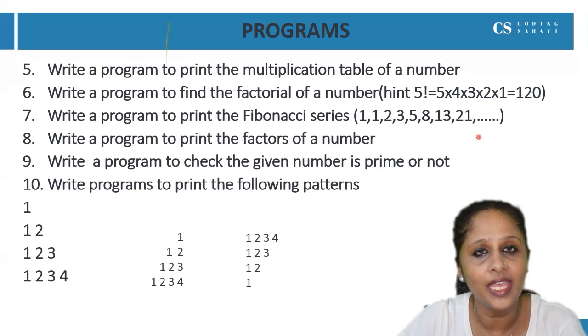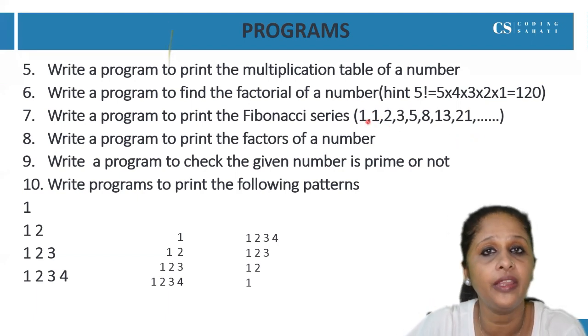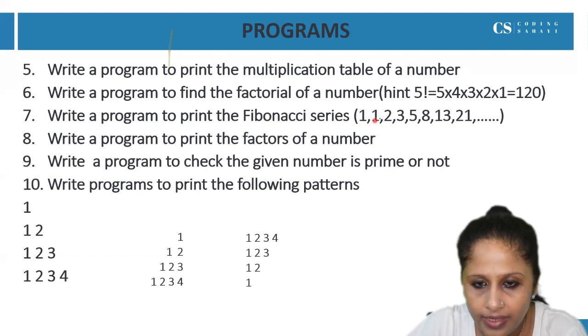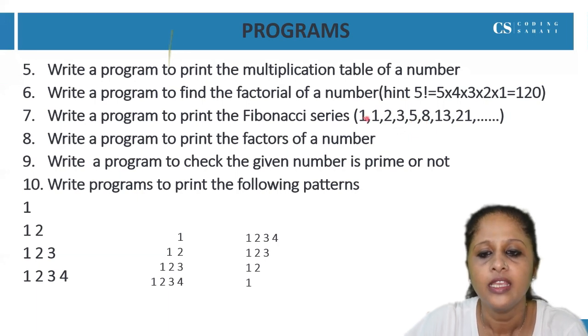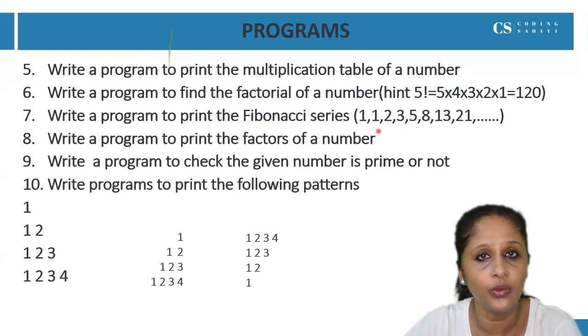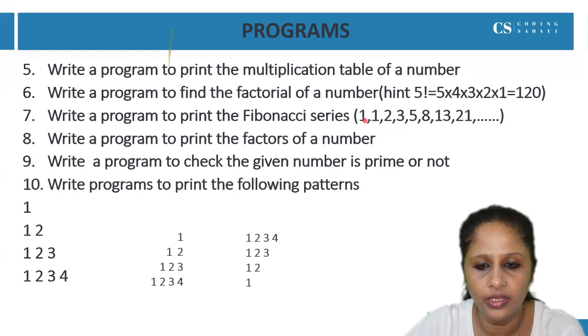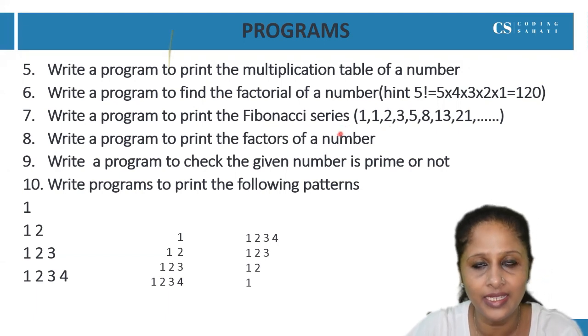So what is the speciality of this series? Here we are adding with the previous term, that is, 1 plus 1 you get 2, 2 plus 1 it is 3, 3 plus 2 is 5, 5 plus 3 is 8. So here we are adding with the previous term. Then you will get the next term. So the first and second term, when you add, you will get the third term.